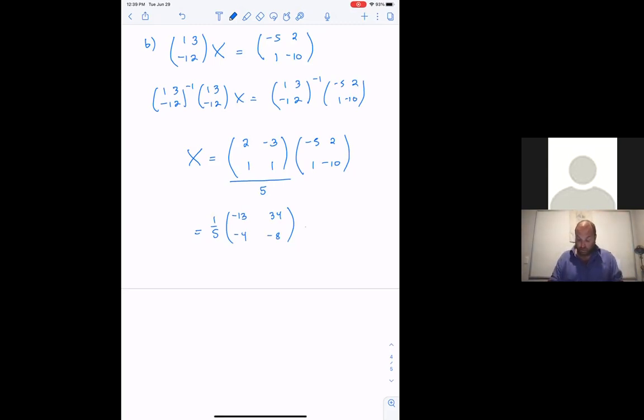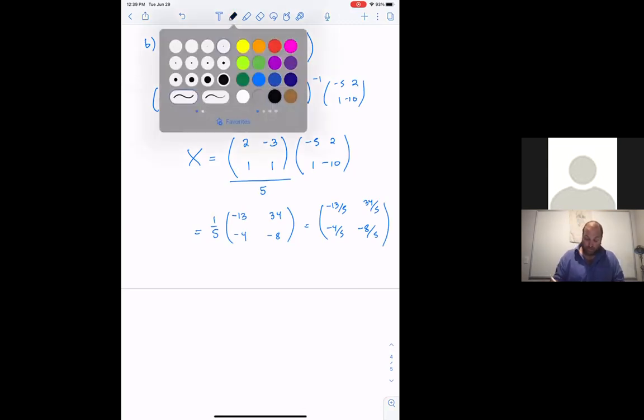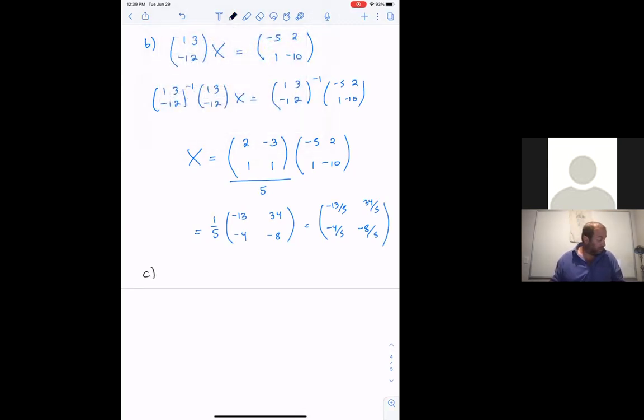You can always, of course, go one step further and distribute that 1/5 in. But mathematically, it's still correct. And then the last one is the matrix x times the matrix 3, negative 1, negative 4, 2, plus 3 times the 2 by 2 identity matrix is equal to 5, 4, 2, 6.